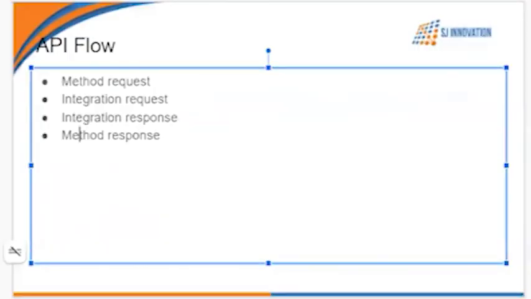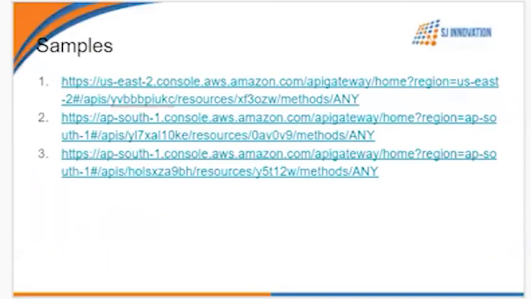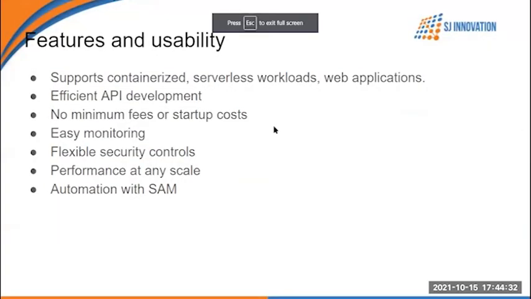So these were the sample APIs. Next, let's understand the features and usabilities. This API Gateway helps us with containerized applications, like if you want to use Fargate or something to do with ECS, the Elastic Container Service. In those cases, you can use this API.